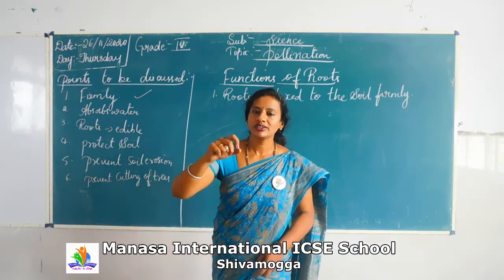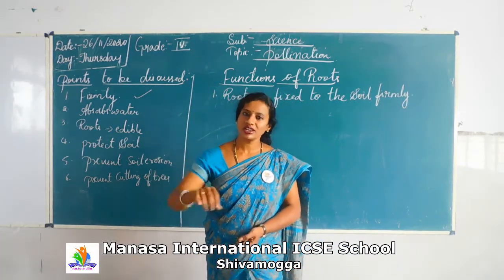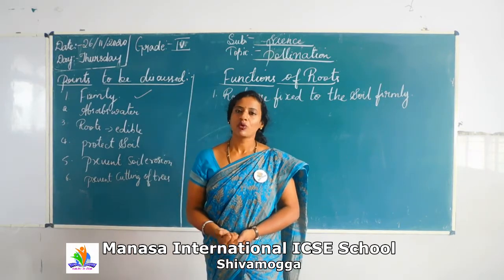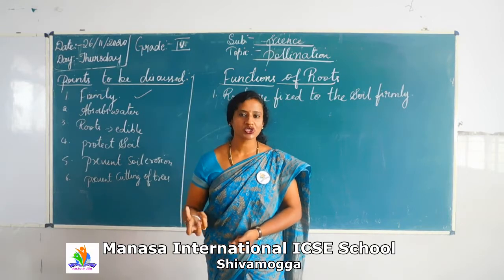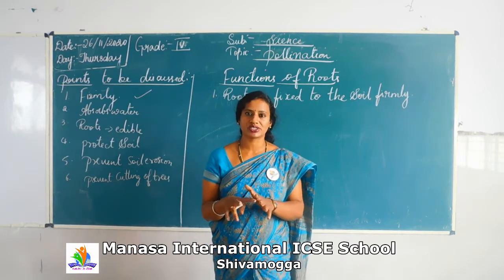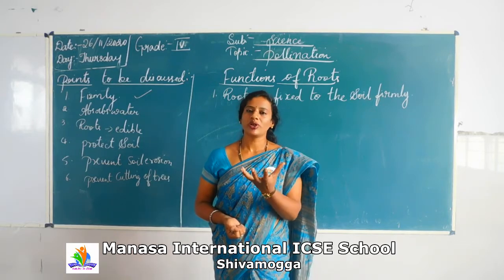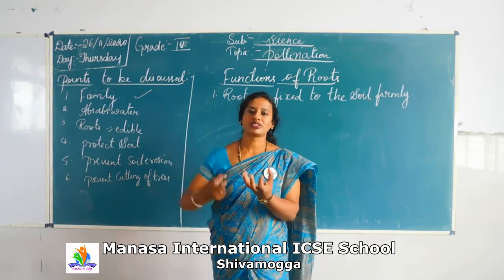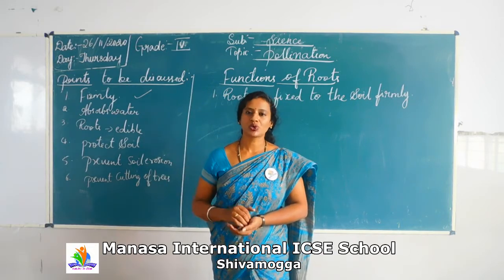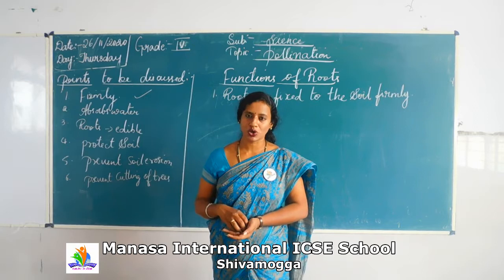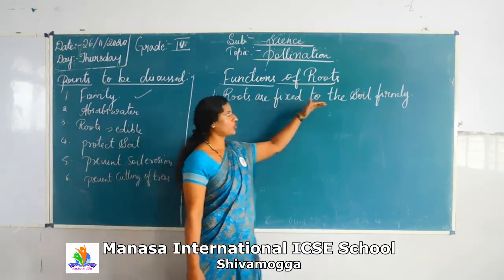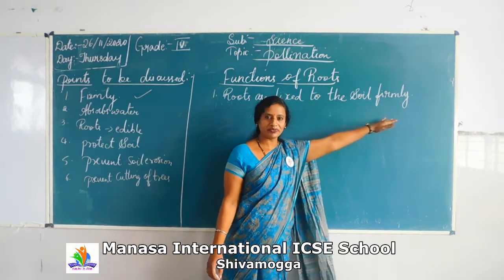Once the seed is sown in the soil and it gets germinated, what happens? The root is fixed to the soil firmly, not very hard. It's not completely fixed. Why? Because the soil particles are loose. The roots can penetrate deep into it so that they can collect all the mineral salts and water. So the first thing is, the roots are fixed to the soil firmly, right?